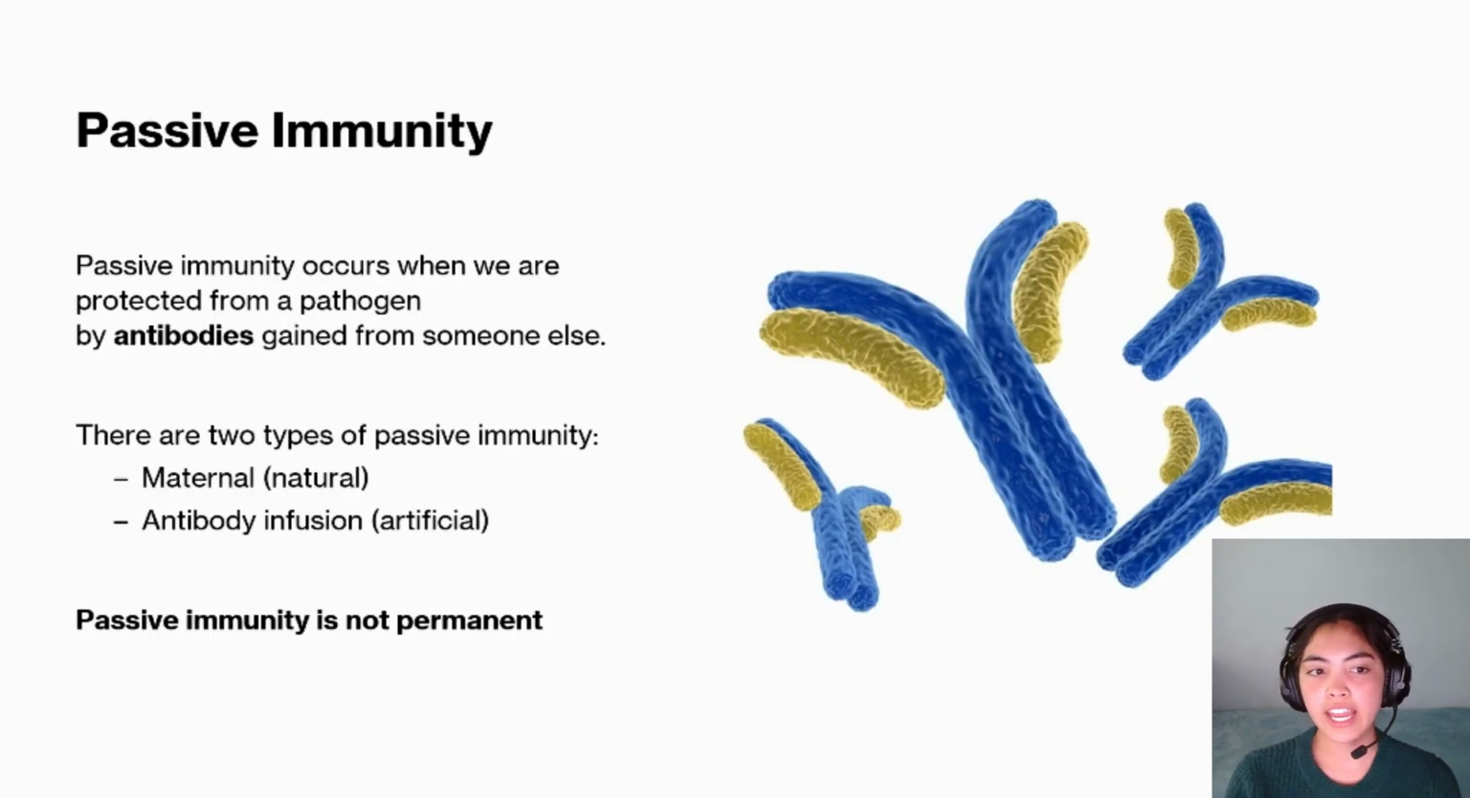Passive immunity, on the other hand, occurs when we are protected from a pathogen by antibodies gained from someone else. Now, this is only their antibodies that we are given. Okay, so there are two types of passive immunity. We have maternal, which is natural, or something called an antibody infusion. Now it's really important to note here that passive immunity is not permanent.